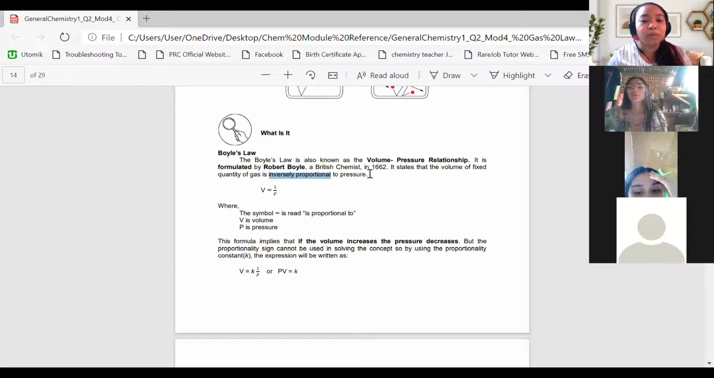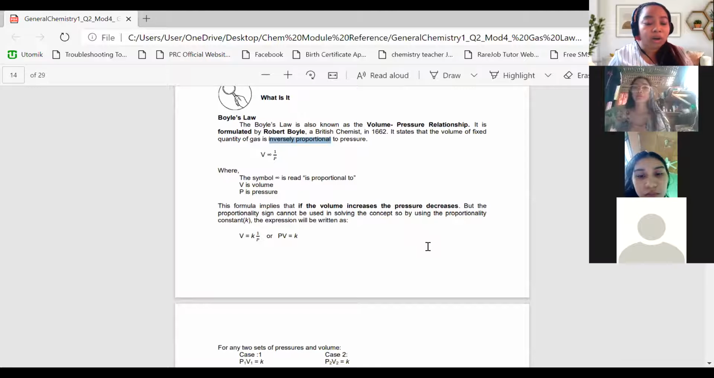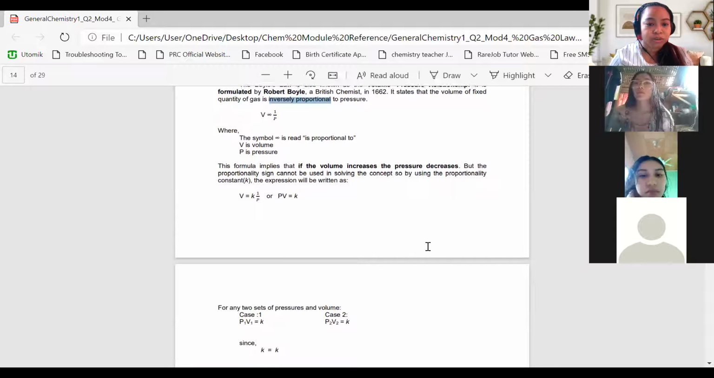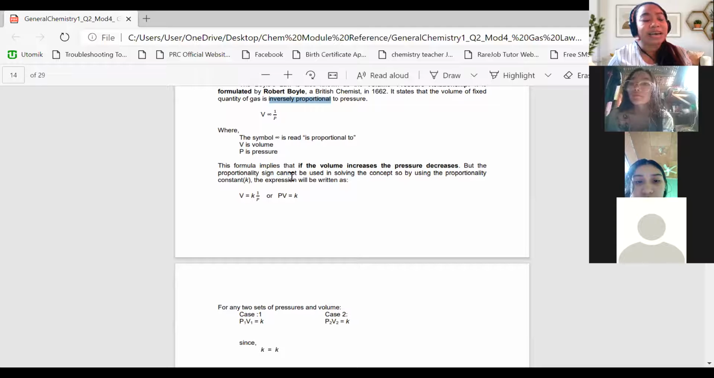So, kung sa'yo mahitabo sa isa, opposite ang mahitabo sa isa. That is what we meant by the word proportional, inversely proportional. So, this formula implies that if the volume increases, the pressure decreases. But the proportionality sign cannot be used to solve the problem. So, we use a constant. The constant is the relationship of the volume and the pressure.